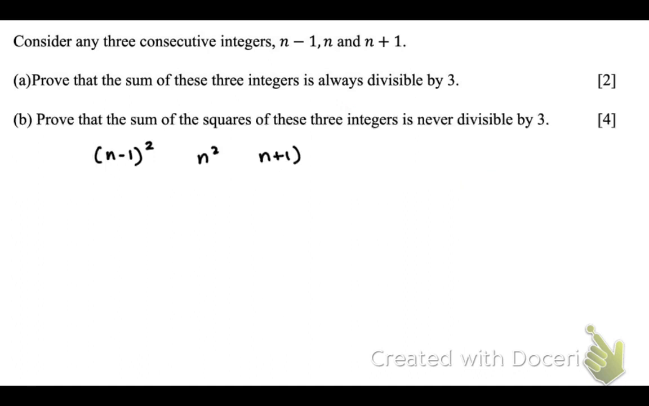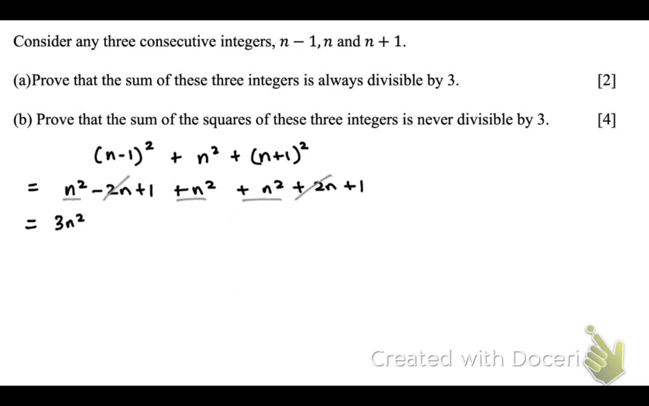Now let's take a look at another question. The next question says, prove that the sum of the squares of these three integers is never divisible by 3. So I'm taking the square of each of these three integers and I'm summing them together. We expand each of these expressions and then we simplify. So we collect like terms. All the n squared terms, we notice that the n terms cancel out and the constants add up to give 2.